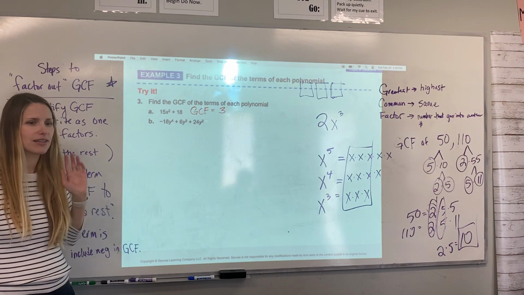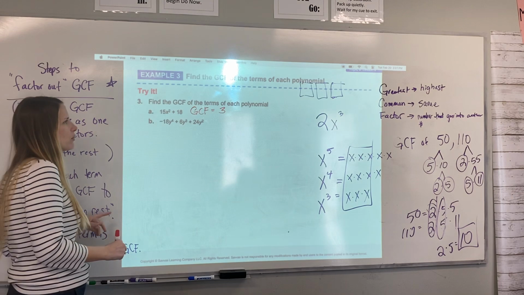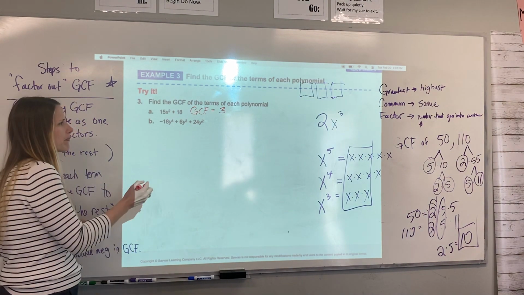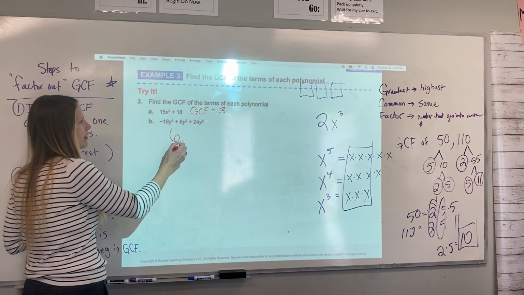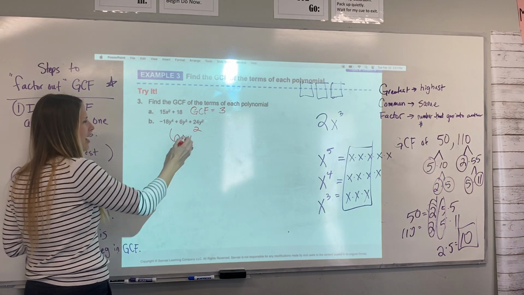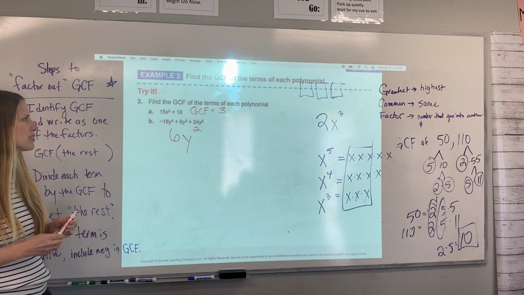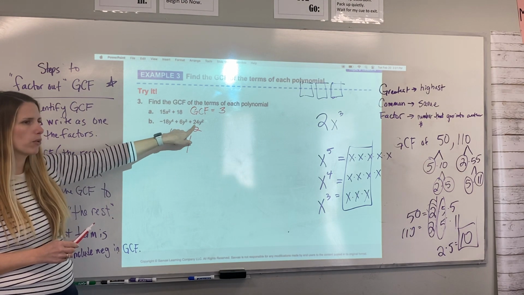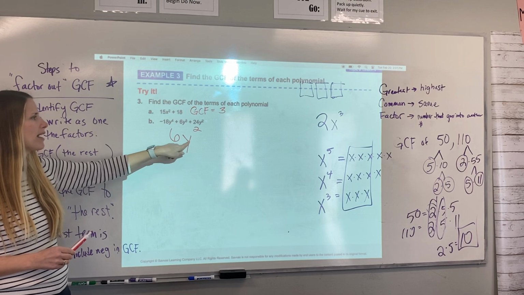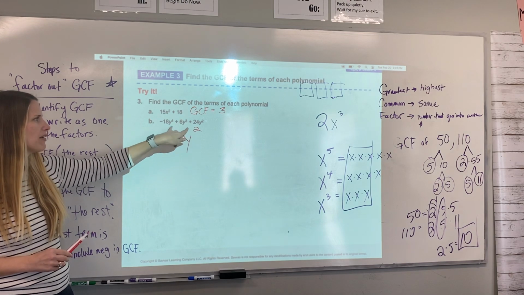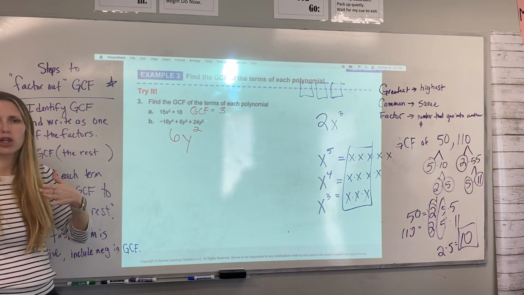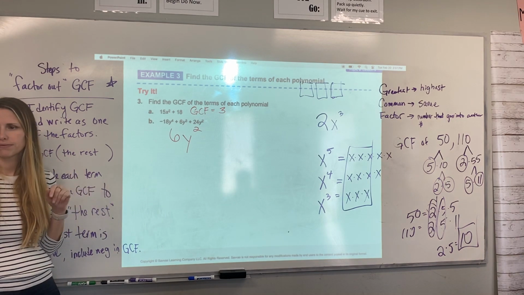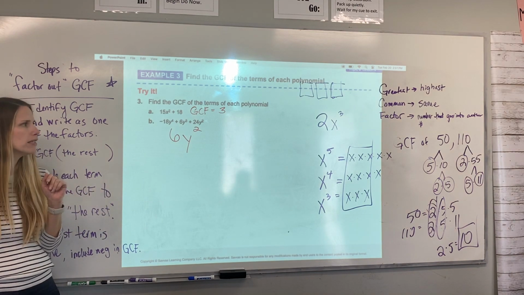Okay? So, anybody get this? I got 6y squared. That's correct. 6y squared is correct. 6 is the GCF of 18, 6, and 24, and y squared is the GCF of the variables because it's the lowest exponent of all 3.